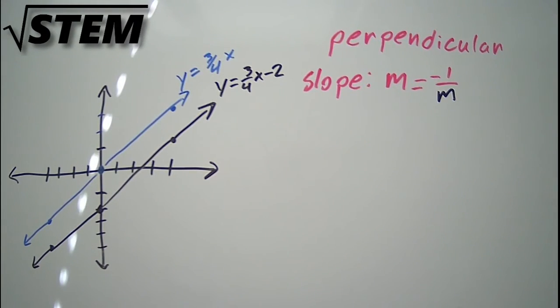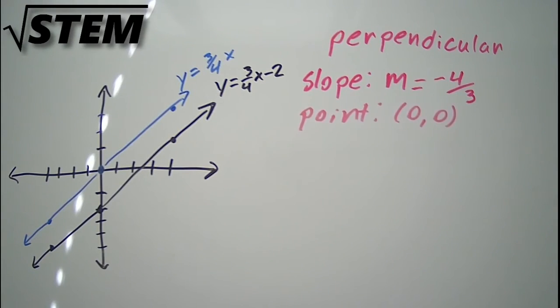For our perpendicular line, remember that our slope will be equal to minus the reciprocal of the original slope. So our perpendicular slope will be negative 1 over 3/4. When we have a fraction on the bottom of a fraction, we can flip it and bring it to the top, meaning that our perpendicular slope is minus 4/3.